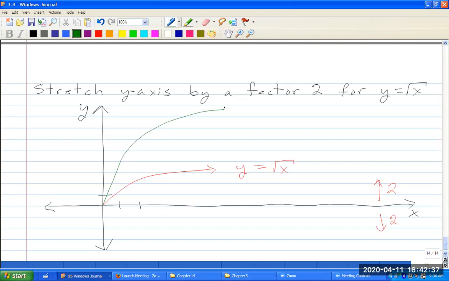Let's not try to do it that much. Okay, that looks a little bit better. Did you hear me? Yeah, that looks better.